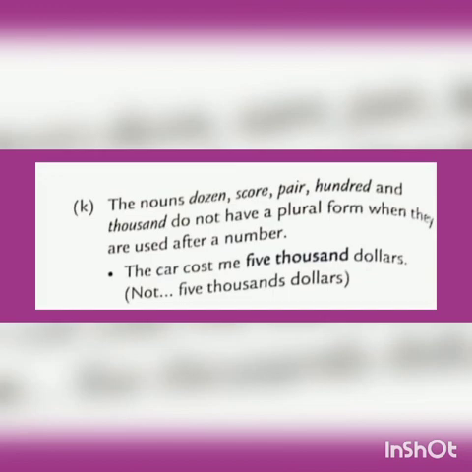The last rule. For nouns like dozen, score, pair, hundred, and thousand, you do not change them into their plural form if they are written after a number. For example, the car cost me five thousand dollars and not the car cost me five thousands dollars. So whenever you are using these words after a number, you will not write them in their plural form.